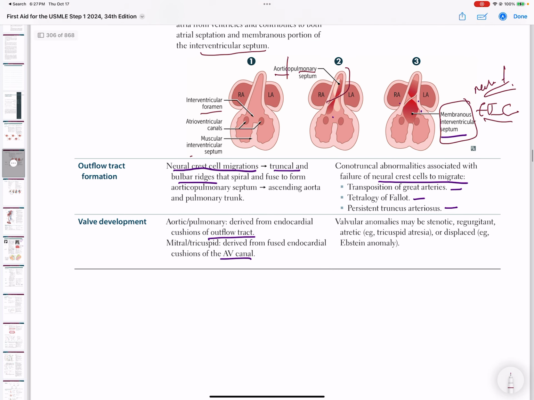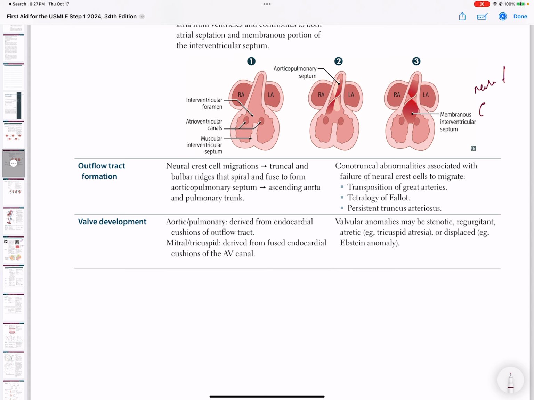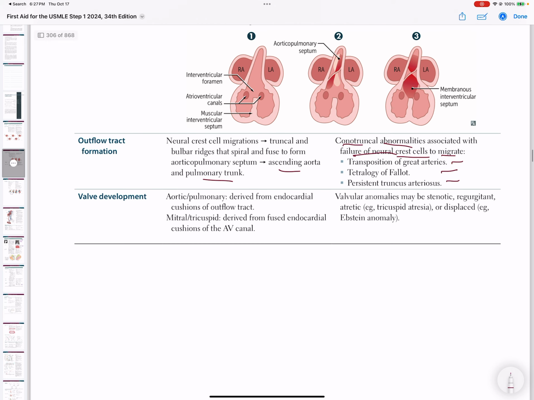Now, outflow tract formation. So, when we have neural crest cells, they migrate, and then truncal and bulbar ridges spiral and form the aorticopulmonary septum. This gives rise to the ascending aorta and the pulmonary trunk, as discussed. When this doesn't happen, that's the conotruncal abnormalities, due to failure of neural crest cells to migrate. That's when you have the T's: transposition of great arteries, tetralogy of Fallot, persistent truncus arteriosus.